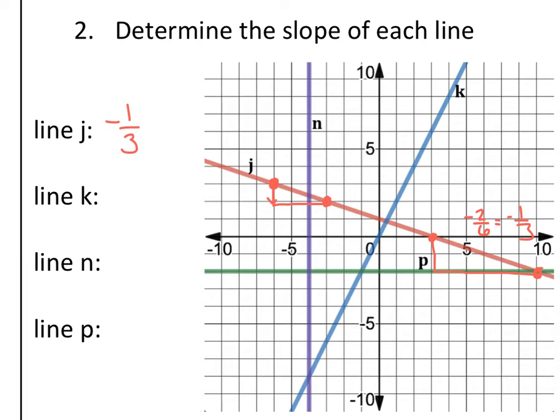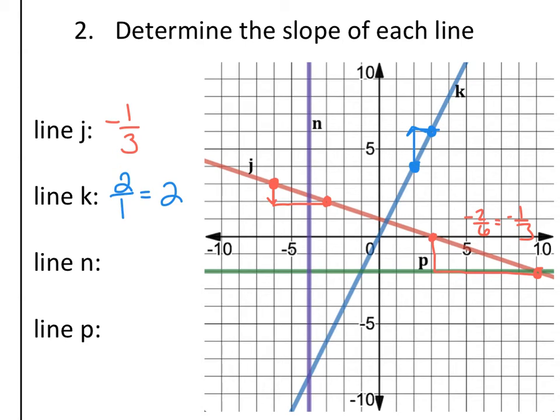All right, line K, the blue line. So I find any 2 points. I'm going to go with these two. My rise is up 2, so my top number is 2, right 1. And they're both in the positive direction, so my slope is 2/1 or just 2.